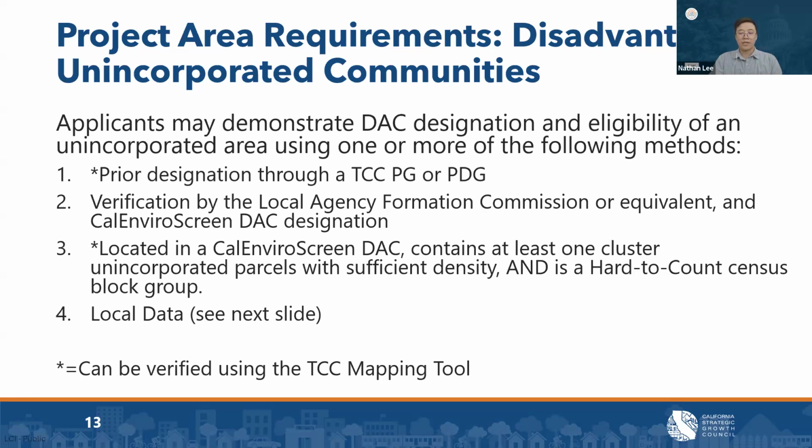Third, applicants can show their project area has CalEnviroScreen DAC eligibility, contains a parcel of unincorporated communities at a density of at least 250 parcels per square mile, or is a census-designated place with at least 250 residents, and is within the hard-to-count census block group. Finally, applicants can self-identify as a disadvantaged community with local data, which we will cover on the next slide.